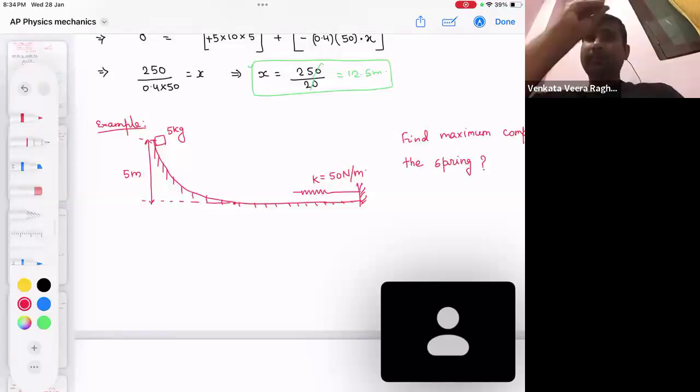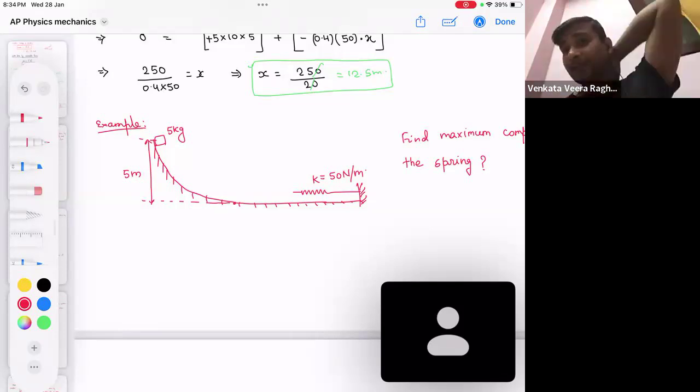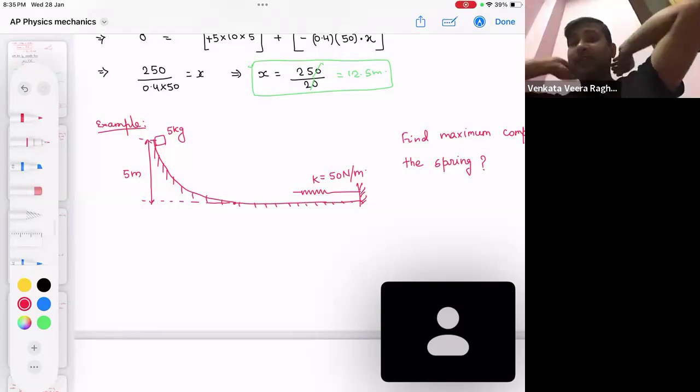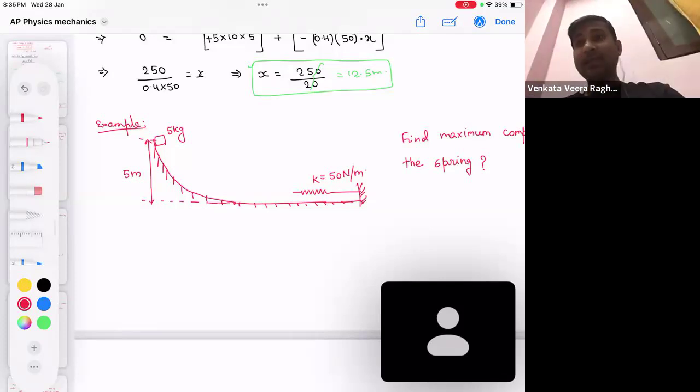Now tell me what will happen when the block will come from this topmost point. It will gain some kinetic energy, no? But as it starts getting spring to compress, then what will happen? Its velocity will keep on reducing, and when finally the maximum compression will occur, can I say that at the time of maximum compression, the particle is just about to stop. So at the maximum compression, particle velocity is going to be how much? It's going to be zero.